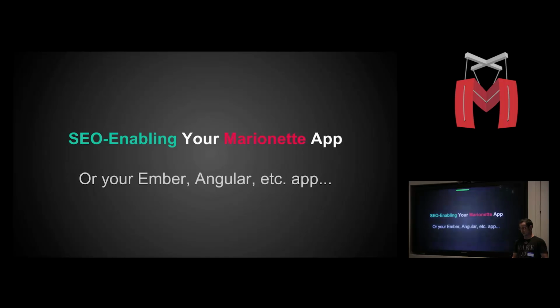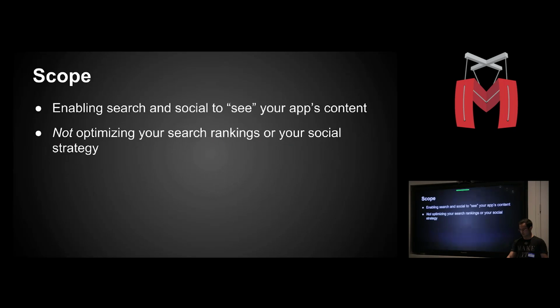And so what I'd like to talk about today is how to enable your Marionette app to be indexed by search engines and to be accessible by Facebook and Twitter and their scrapers. So what I'd like to talk about specifically, like I said, is enabling SEO, so enabling search engines and scrapers to find your content. I won't be talking about how to optimize your content for better search rankings, and I won't discuss social strategy.